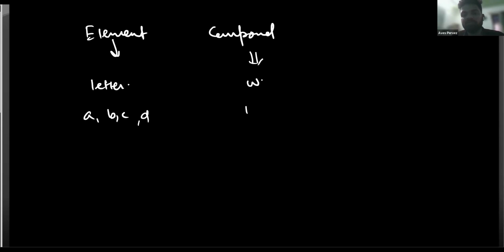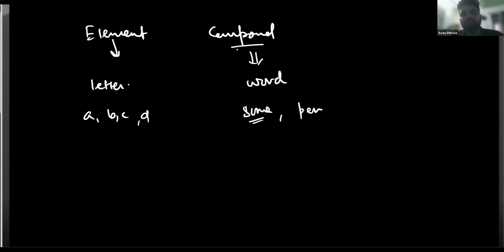So compounds are just similar to words, in which the letters are arranged in such a manner that they give some meaning. For example, if I write SOME, "some" means little, so this is a word. Like I'm just writing here "pen". So pen is a word.